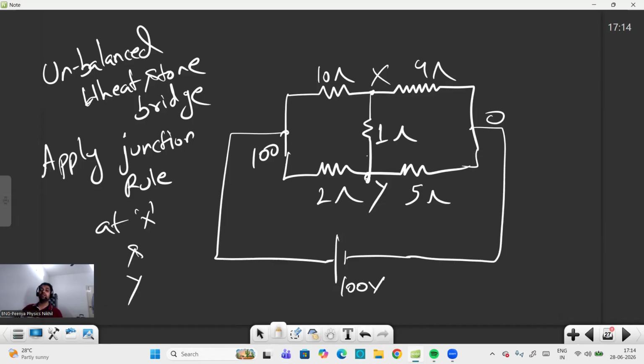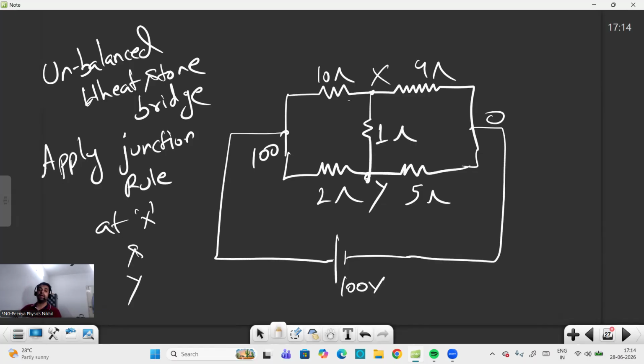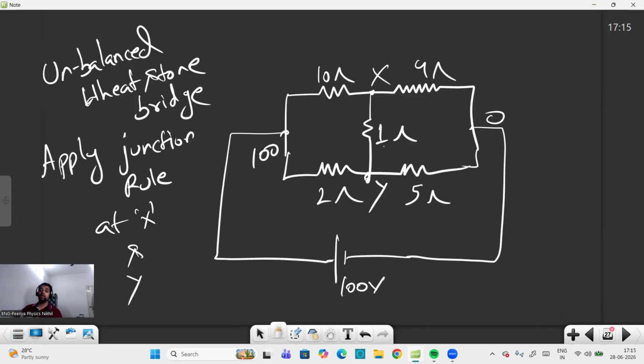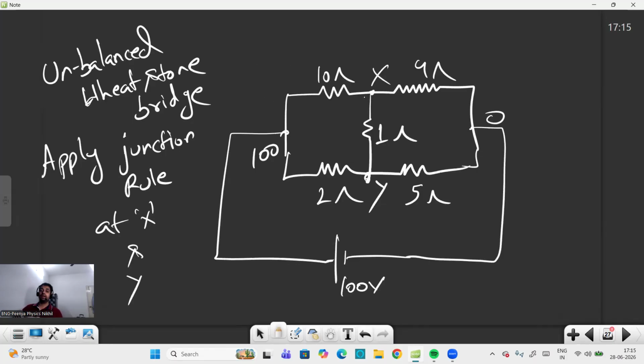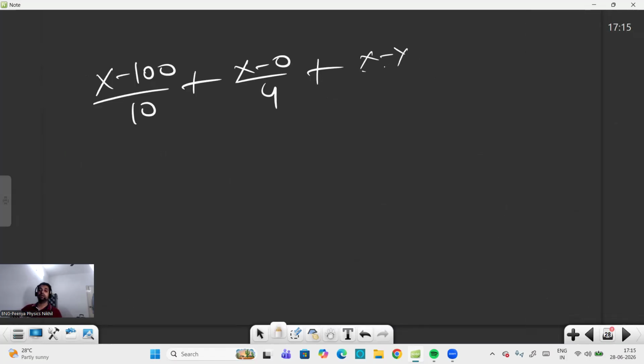Once you apply the junction rule at X and Y, what will you write? Here you can write X minus 100 by 10 plus X minus 0 by 4 plus X minus Y by 1 equals to 0. This is equation 1.